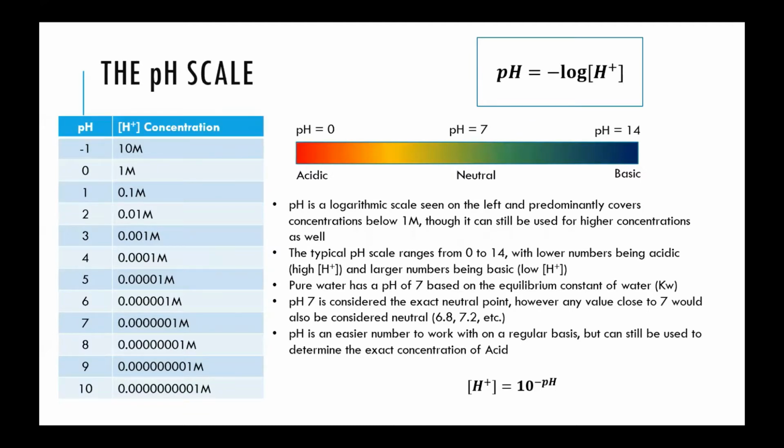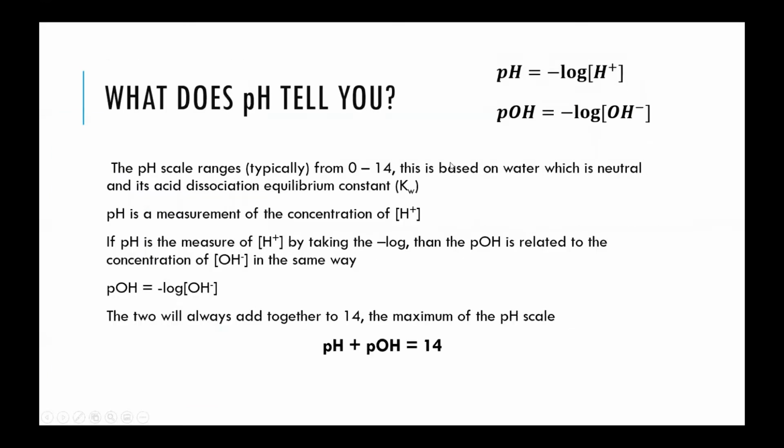As mentioned in the previous lecture, you're looking at the pH scale, and pH is a measurement of the concentration of H+, or the concentration of acid. The pH is the negative log of the concentration of H+, typically ranging from 0 to 14. It's a log-based scale, and you can use this to convert between pH and concentration of acid, or concentration of H+.